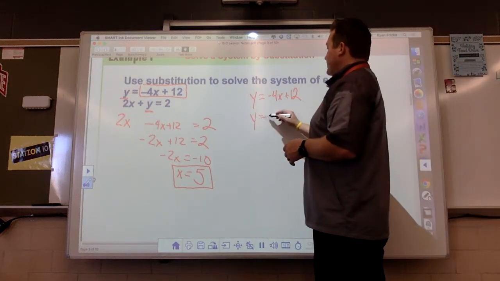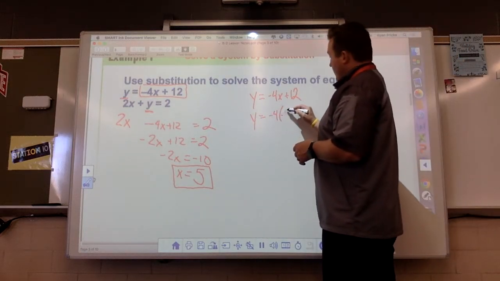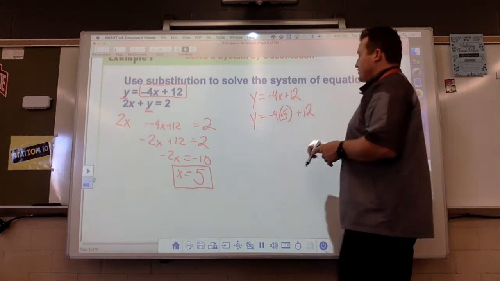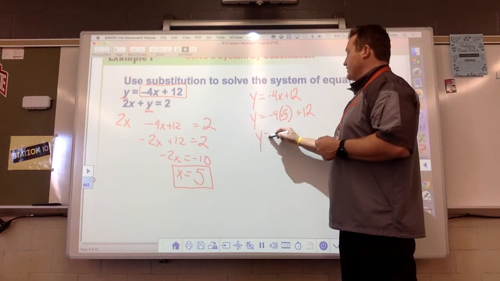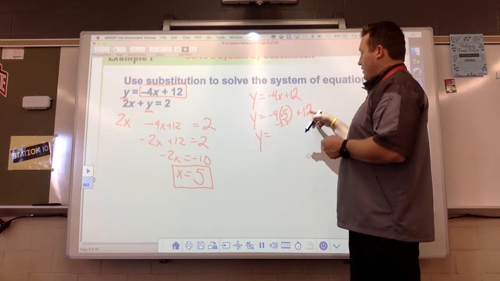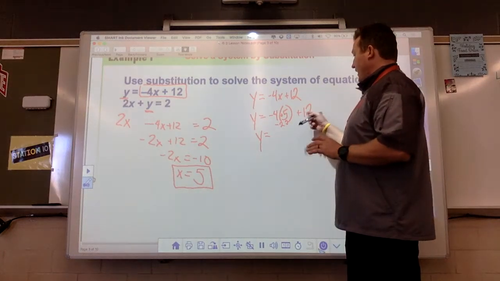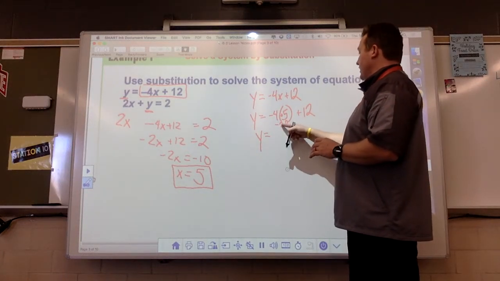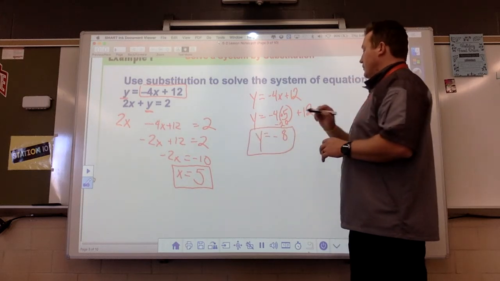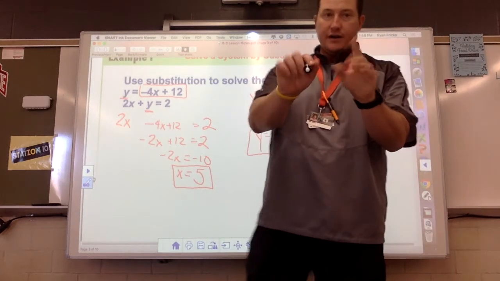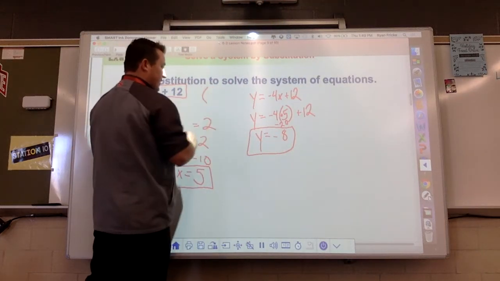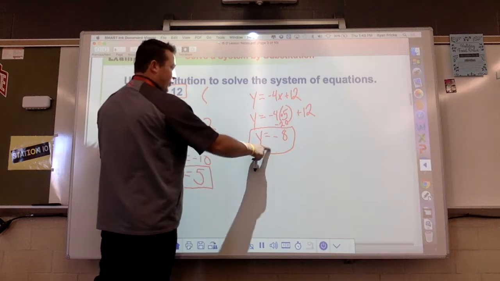So y is equal to negative 4 times 5, plus 12. This is negative 20 plus 12, and negative 20 plus 12 is negative 8. Good to go. All done. There's your two answers. If you would like, you can write them as an ordered pair, x comma y.